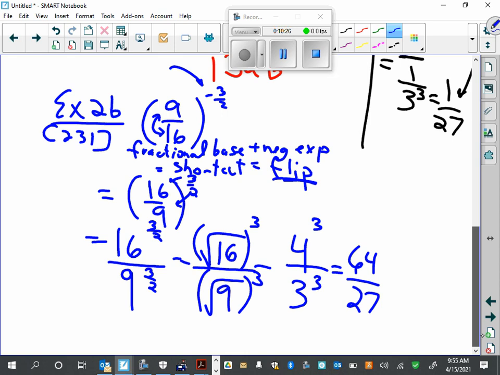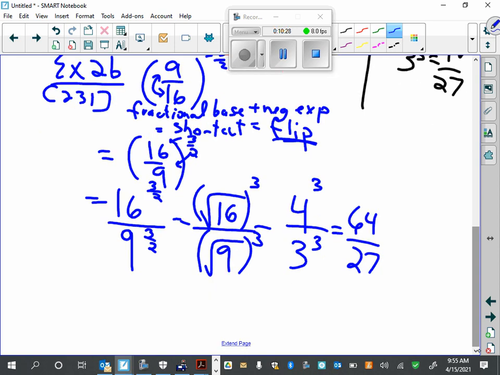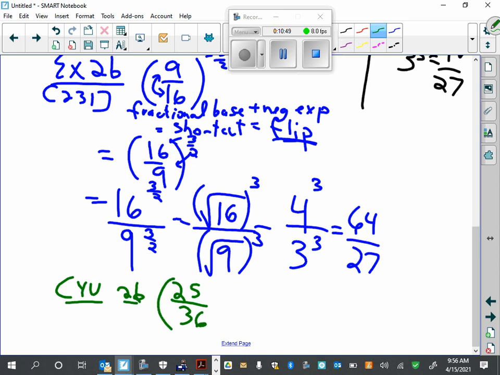What does that leave for you? Do this question, please. So this is check your understanding. 2a, 16 to the negative... no. Better than that. Let's go to B. 25/36 to the negative 1/2.